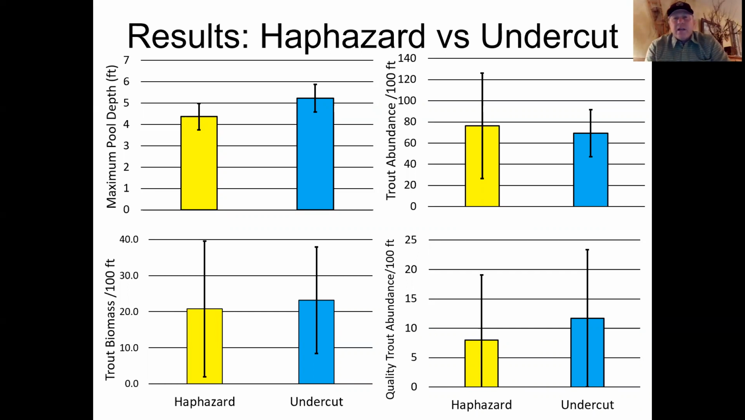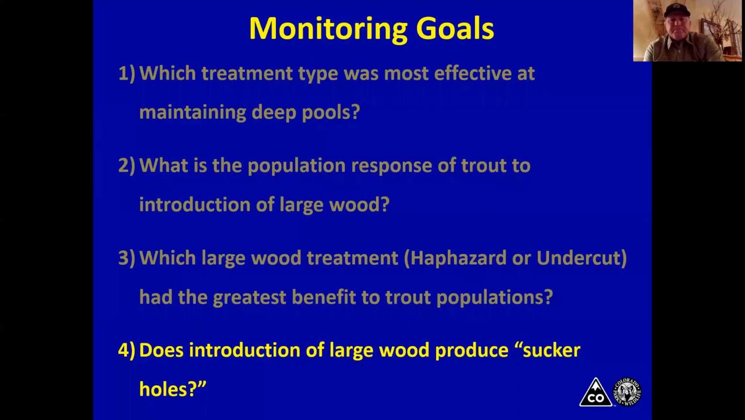The reason that's important is because the undercut method is much more costly, because in order to create those conditions of that undercut bank, it takes a lot more time and preparation to get the logs to fit just perfectly the way you want them to, as opposed to just taking the logs and haphazardly placing them in the channel. So economically, for somebody who's interested in doing restoration, that's very important, because it'll cut their construction costs down dramatically if there's no difference between the haphazard and undercut method.